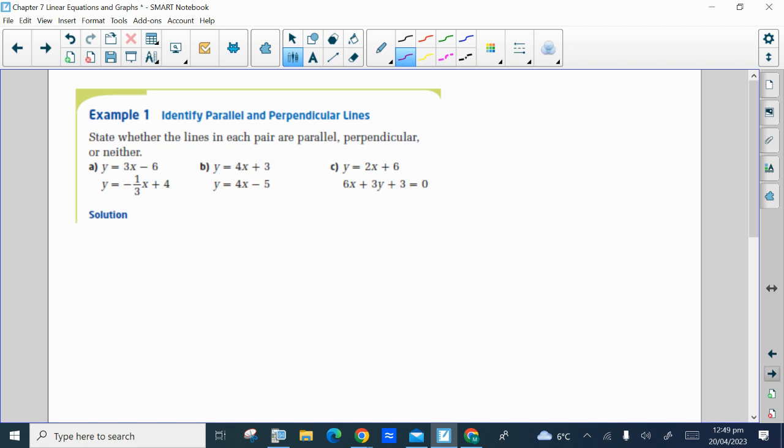Okay, example 1 then. State whether the lines in each pair are parallel, perpendicular, or neither. What would you say the answer is to part A, Olivia? Are they parallel? Why not?